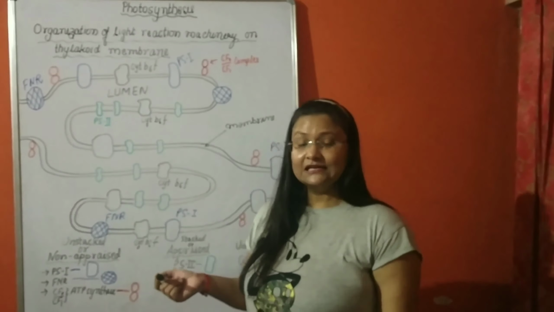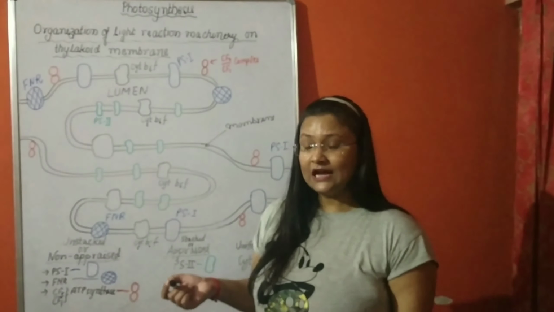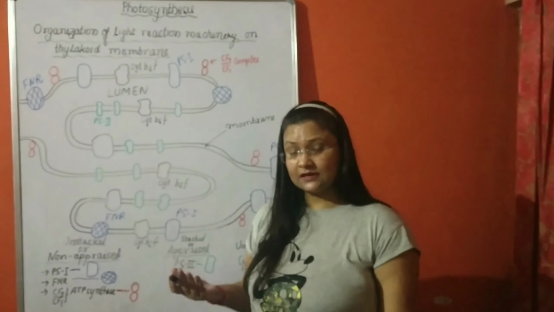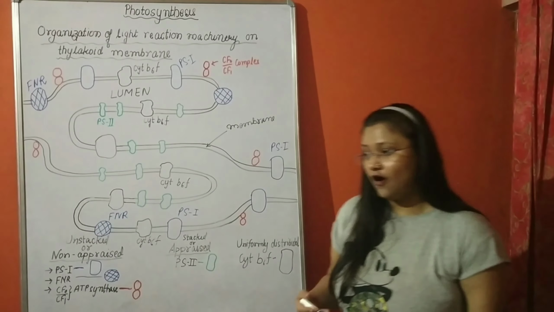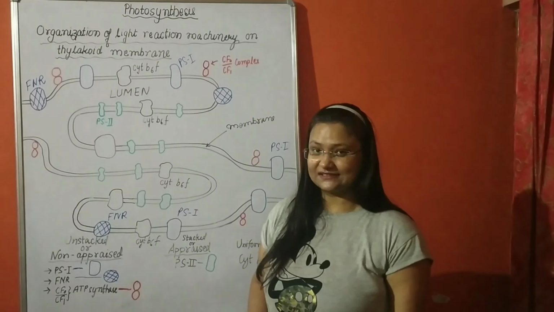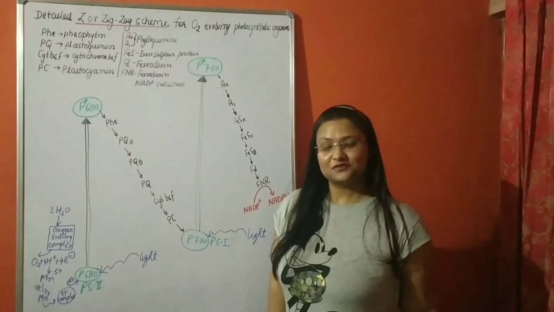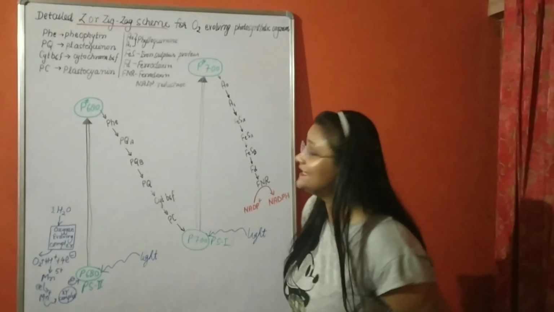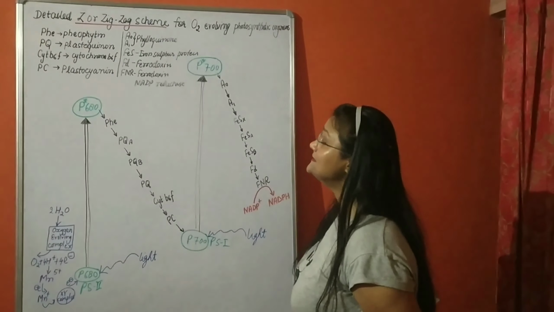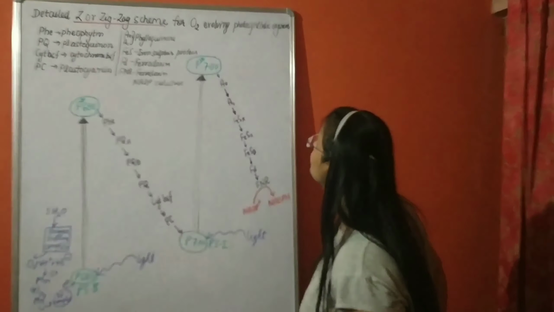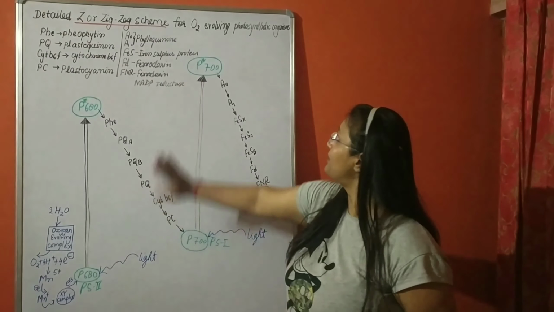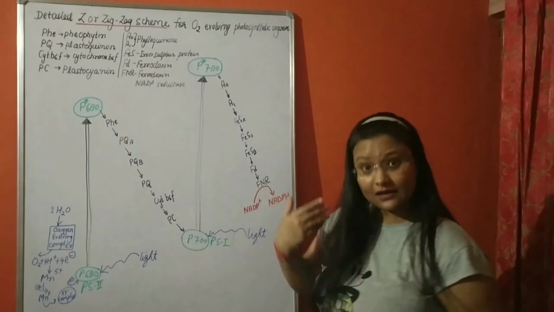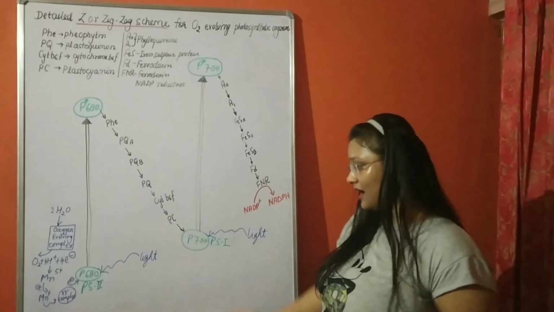So now let us understand how exactly the Z scheme looks like and what other structures participate in the Z scheme, or zigzag scheme, of the light reaction of photosynthesis. Students, now let us understand the detailed Z or zigzag scheme for oxygen-evolving photosynthetic organisms. The Z scheme operates in organisms like plants.